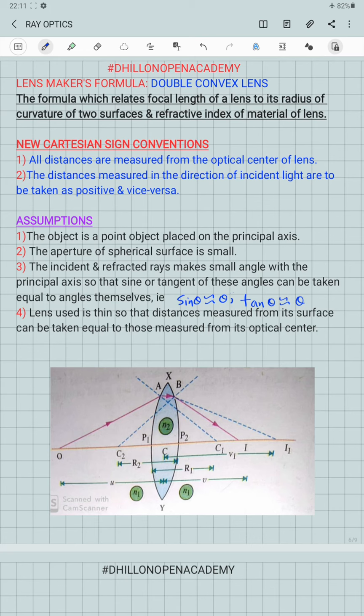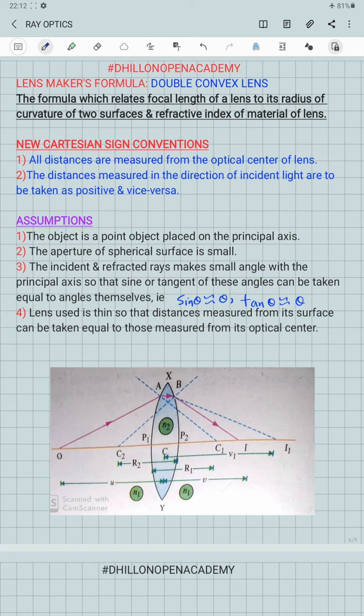It is given this name because this formula is used by the manufacturers to produce or design a lens of required focal length using a glass of given refractive index. In order to derive the formula, here we also have to use a few sign conventions, which are: all the distances are measured from the optical center of the lens, which is the central part of the lens. The distances measured in the direction of incident light are to be taken as positive, and those measured opposite to the direction of incident light are to be taken as negative.